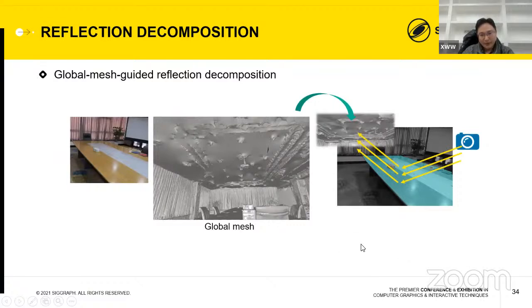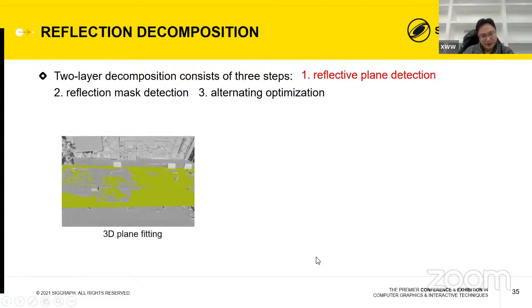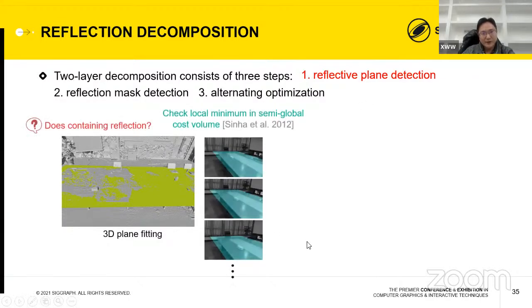To robustly obtain the reflection decomposition, we use the reconstructed global mesh as prior information to enforce some constraints. The first is to detect reflective planes in the scene from the reconstructed geometry. This uses another SIGGRAPH paper's algorithm. We use a cost volume to detect whether there are multiple peaks in the cost volume for reflective plane detection. Then we do some reflection mask detection.